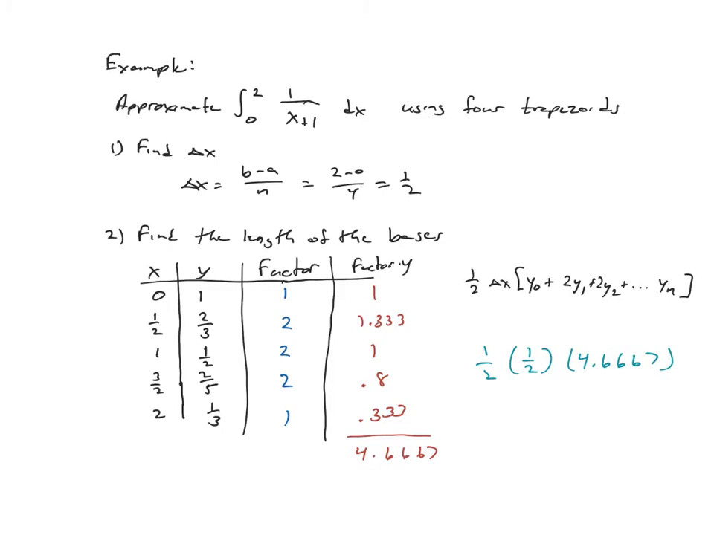And then when I do that, that comes out to be about equal to 1.11667. And that would end up being my approximate area between the curve and the x-axis from 0 to 2 for 1 over x plus 1.